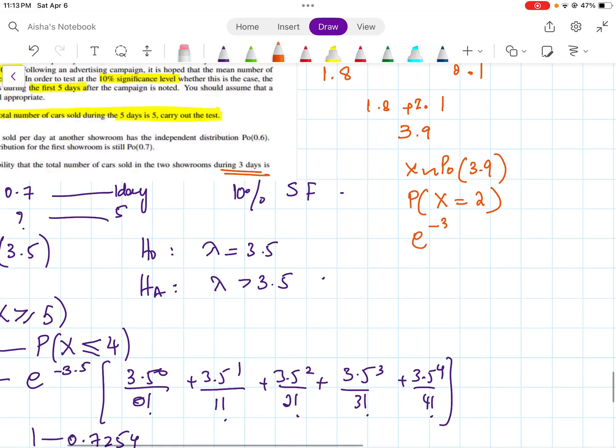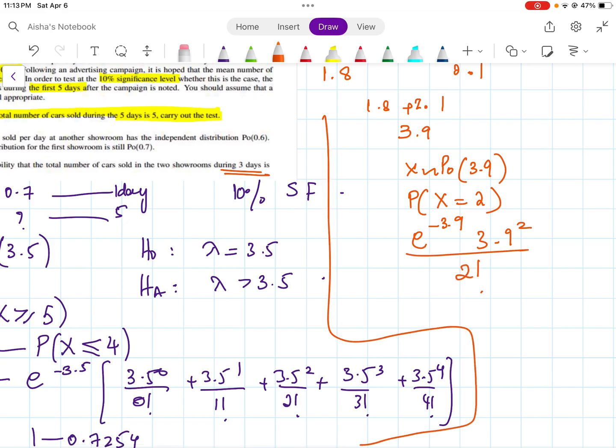So that means e to the power minus lambda, lambda to the power x upon x factorial. So this will be divided by 2 gives you 0.154. That's my answer for this one.